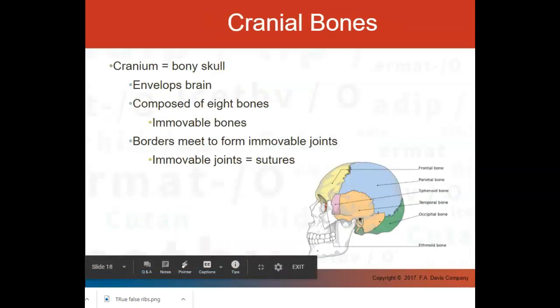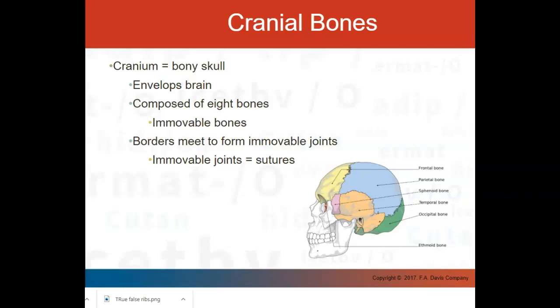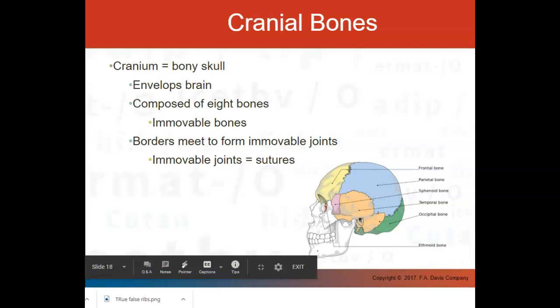Okay, we'll start from the head down. Cranial bones. It's a bony skull. It envelops the brain. It's composed of 8 bones. These are immovable bones. The borders meet to form immovable joints or sutures. We have the frontal bone, parietal bone, sphenoid bone, temporal bone, occipital bone, and ethmoid bone. Just the inside of the eye there. I normally do this with my skeleton in the classroom, so I had to add a bunch of pictures so we could at least have a visual.